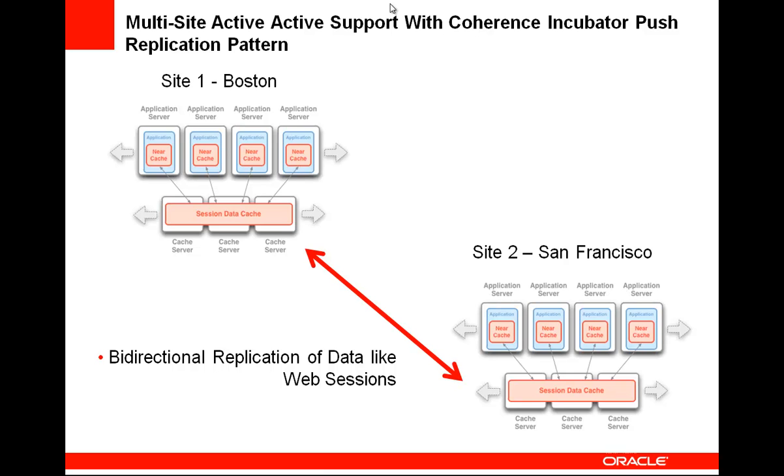Even though they're in separate Coherence clusters, we can identify certain sections of data that we want to replicate to both clusters. So in this case, I might have a cluster in Boston, and I might have a cluster in San Francisco, deploying the same web application. They are in separate clusters, separate WebLogic Server domains, but using Coherence push replication, I can enable bidirectional replication of the session data, and we'll give you a demonstration of that shortly.